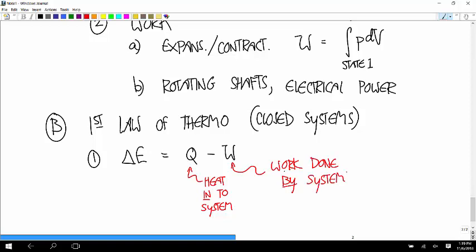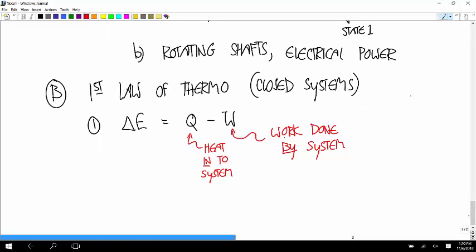Even that isn't really super careful language. More careful language would be that a positive value of Q is adding energy to the system through heat, and a positive value of W is removing energy from the system by work. And this is the change in energy in the system.